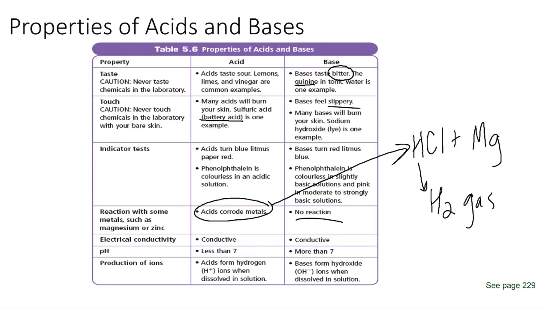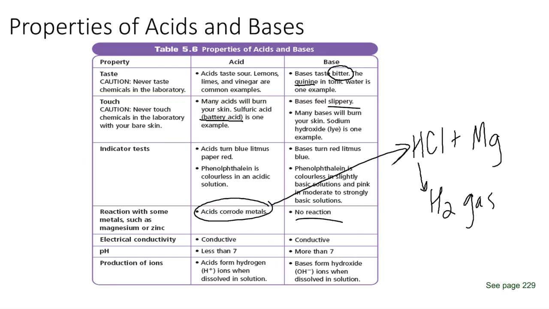Here are a few properties of acids and bases. It's important that you are able to differentiate between acids and bases based on these properties, so you should know these. Acids are generally more sour, so think lemons. They get their flavor from citric acid. Bases are generally bitter. Think of tonic water. Quinine is the base in tonic water that makes it taste bitter.